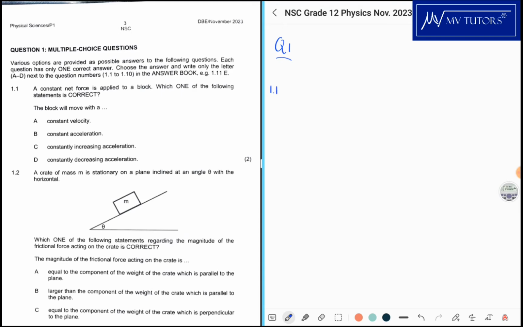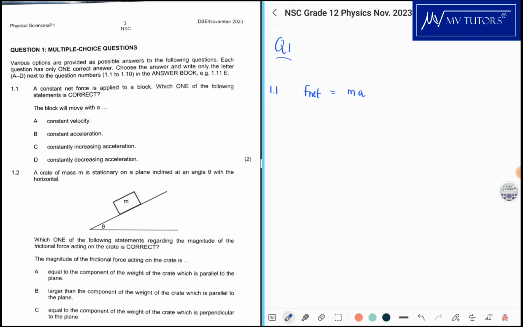So 1.1 says a constant net force is applied to a block. Which one of the following statements is correct? A, the block will move with a constant velocity, B, constant acceleration, C, constantly increasing acceleration, D, constantly decreasing acceleration. So a constant net force is applied. What is our net force formula? The simple one that we have here is mass times acceleration, right?